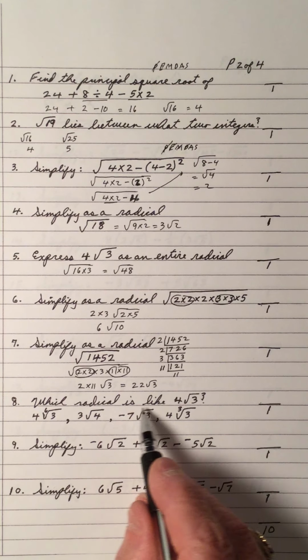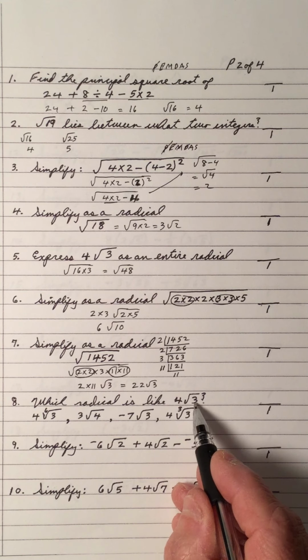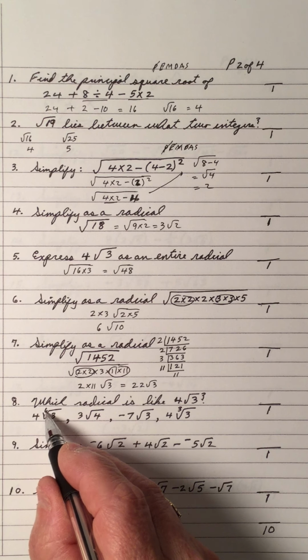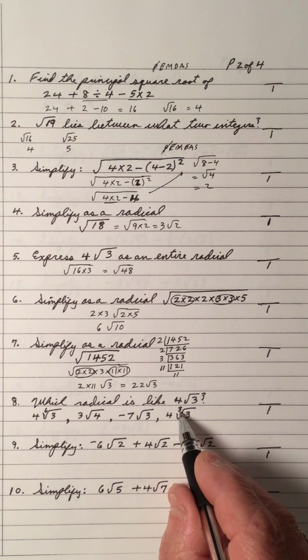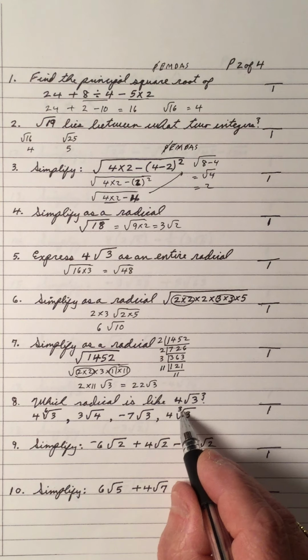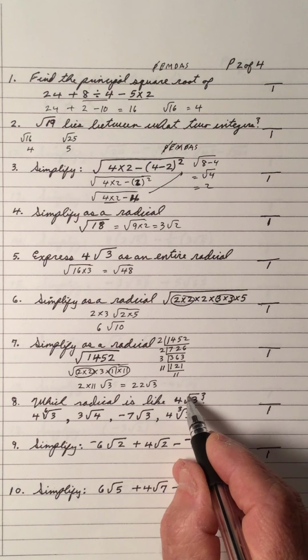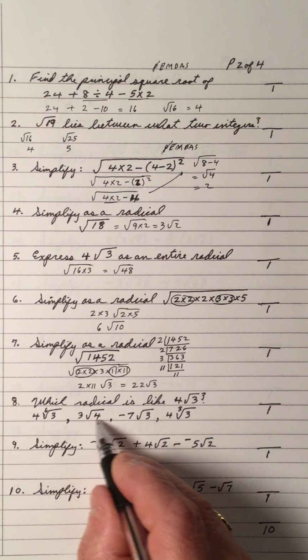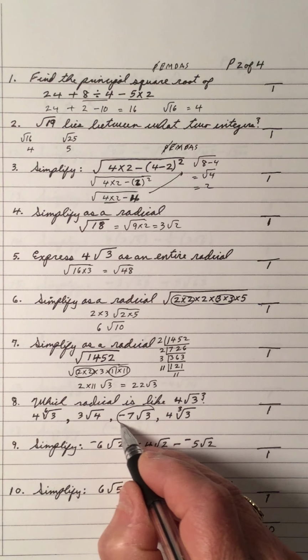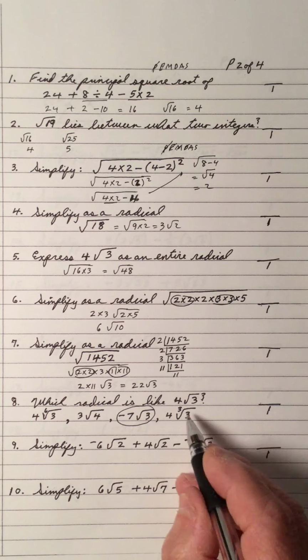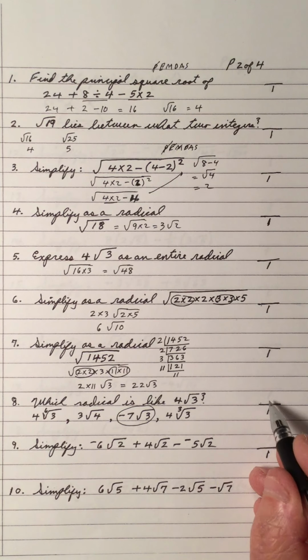Number 8, which radical is like 4 square root 3? Well, it's got to be a square root, so that's a 6, so that's not right. That's a cube root, so that's not right. So it has to be one of these two. Because it's a square root of 3, it can't be that one. So the right answer is -7 root 3, the square root of 3, like radical. Did you get it right?